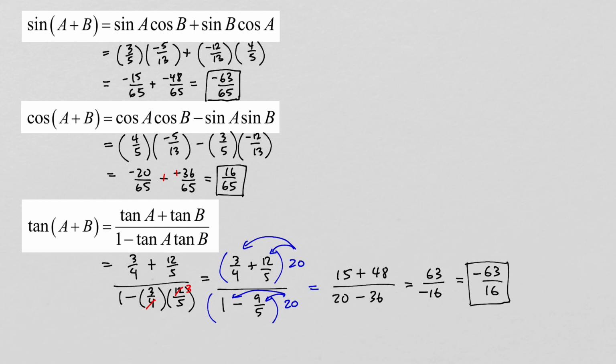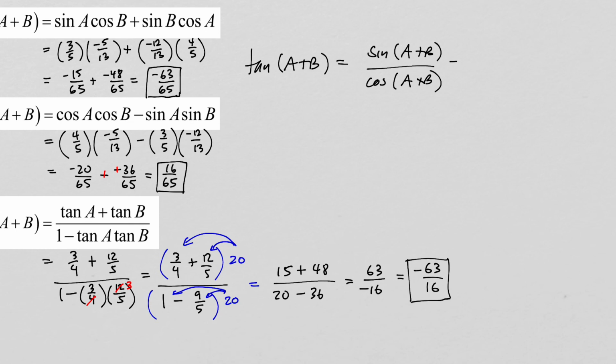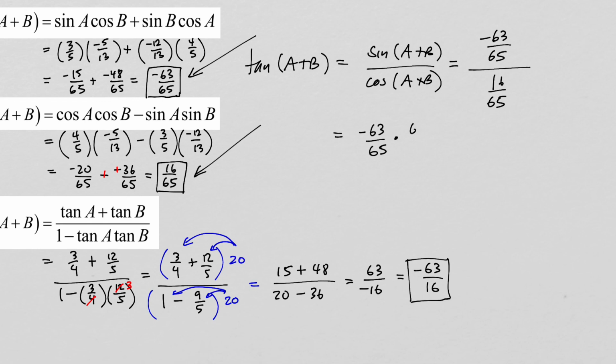So to check to make sure that you got all this right, I'm going to remind you that the tangent of a plus b is actually the same as the sine of a plus b divided by the cosine of a plus b, right? That's our ratio identity. And we know that the sine of a plus b is this value, and the cosine of a plus b is this value. And this is equal to negative 63 over 65 multiplied by 65 over 16. And then notice that the 65s cancel out, and that gives you negative 63 over 16.